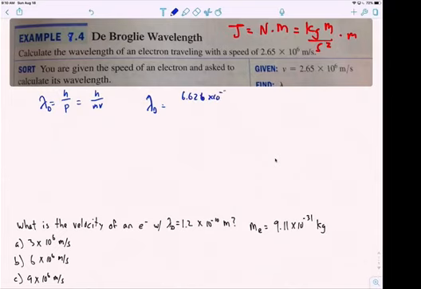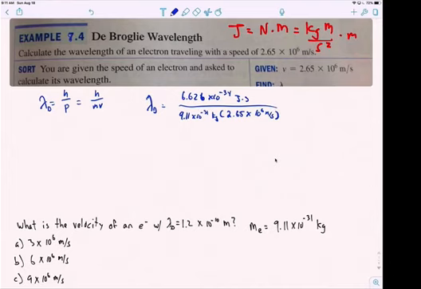6.626 times 10 to the minus 34 joules times second, all over the mass of the electron. The mass of an electron is 9.11 times 10 to the minus 31 kilograms. And the velocity is 2.65 times 10 to the 6 meters per second.